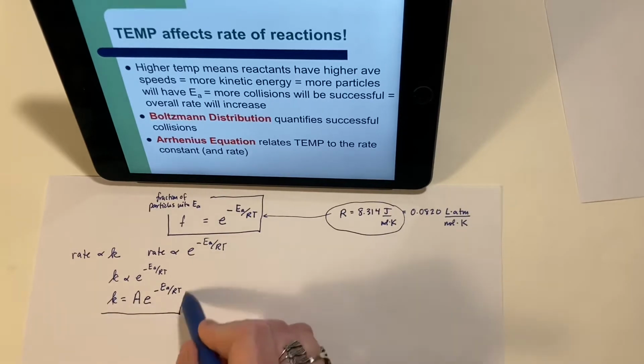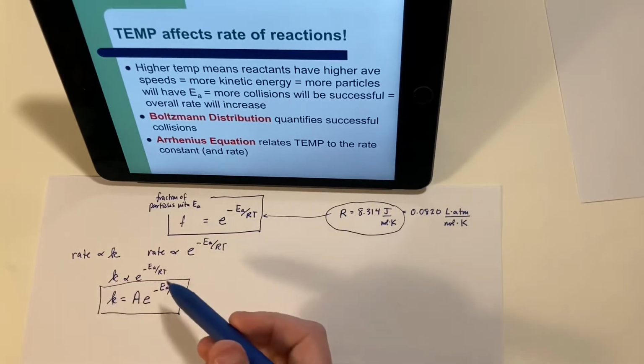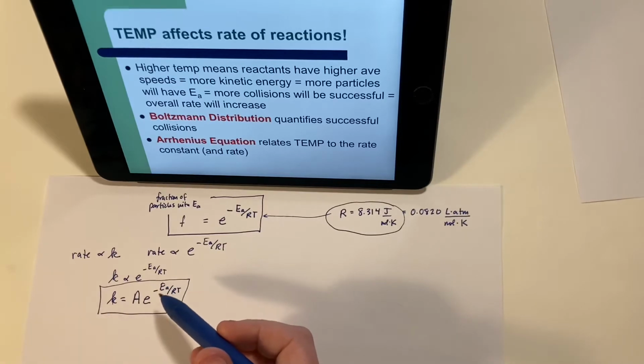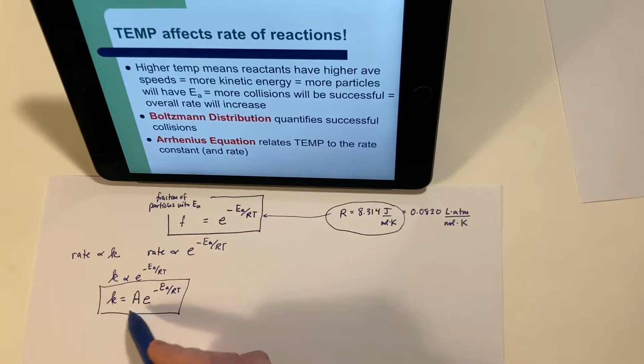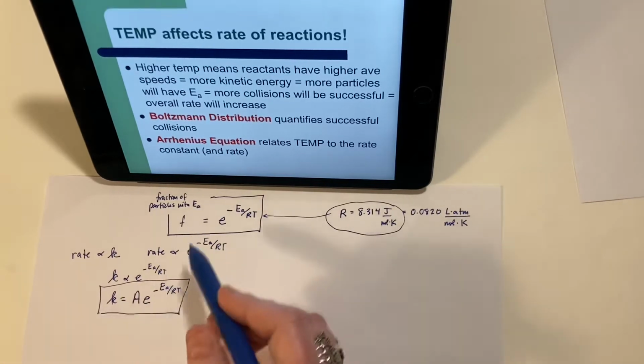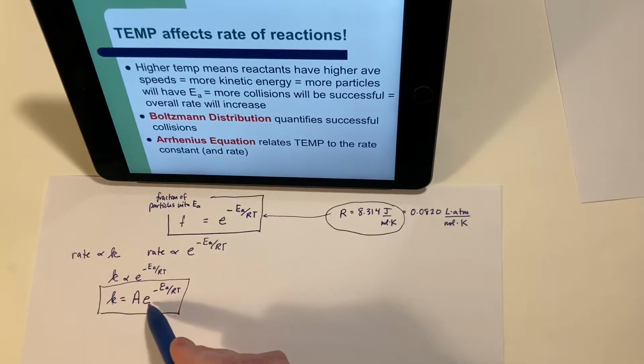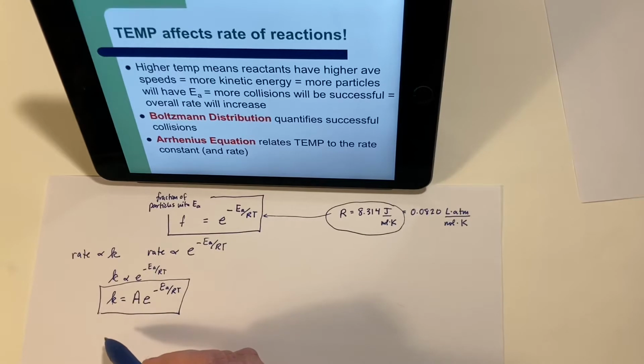So this is called the Arrhenius equation. He named it after himself. A is the Arrhenius factor. Now, usually we see the Arrhenius equation in a different form. Instead of the exponential form, we see it in the inverse. We see it in the natural log form.